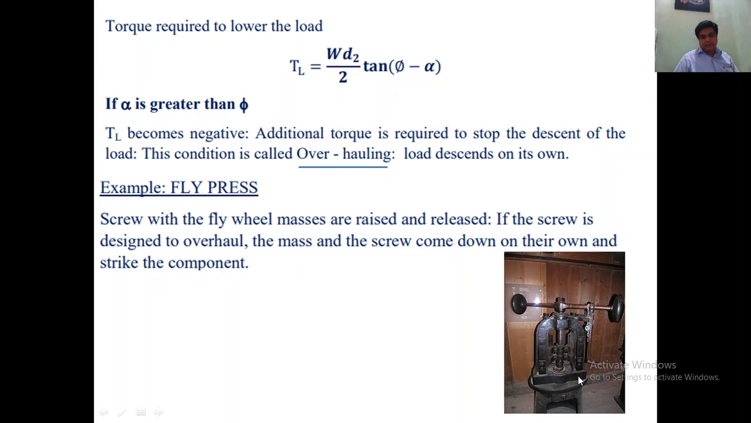So here you can see this is a fly press, and you can see a certain amount of load is already there in this, and this is the power screw. When you rotate it anti-clockwise, it will move up, and when you just leave this bar or handle, it will descend by itself. A compressive load is applied on this component, and that is called overhauling of the press, a power screw. So this is the overhauling concept.